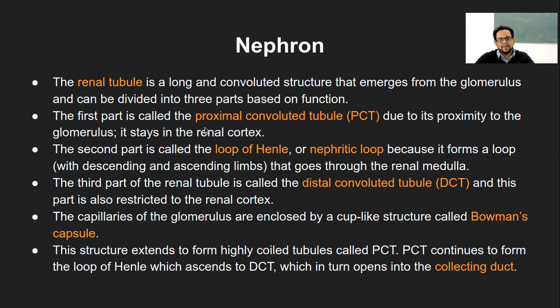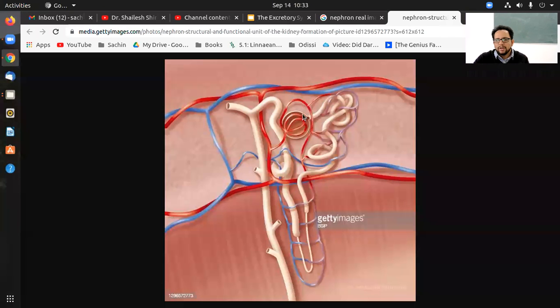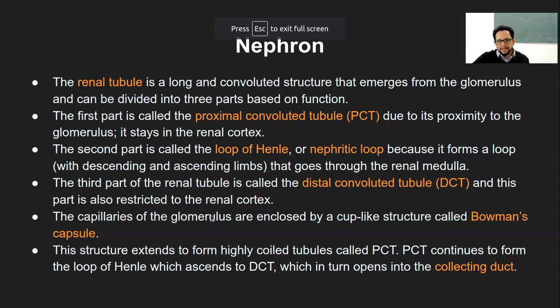So the nephron starts in the renal cortex, the Henle's loop goes into the renal medulla, and it again comes back to the renal cortex with the DCT. So from the outer layer, the first two parts, glomerulus and PCT, are in the renal cortex, Henle's loop is in the medulla, and again the DCT is in the cortex region. So that is how this nephron is arranged within the kidney.